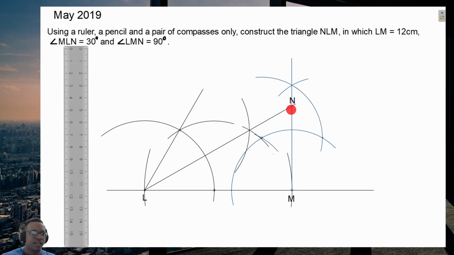And where those two lines intersect, that will be your point N. And this is your triangle here, L to M to N. This is your triangle. So now that we are satisfied with our drawing, we'll darken the final outline.